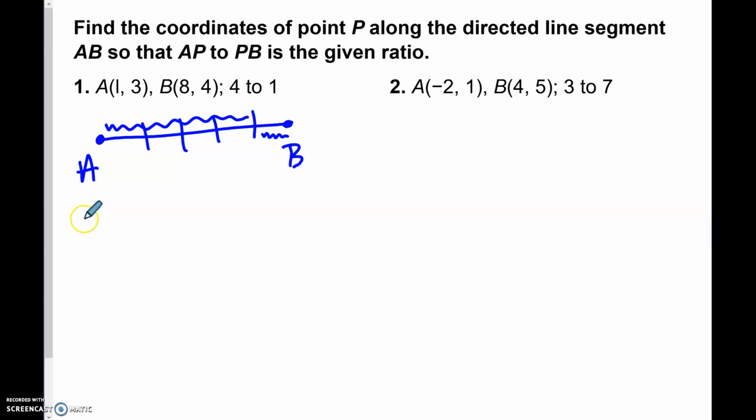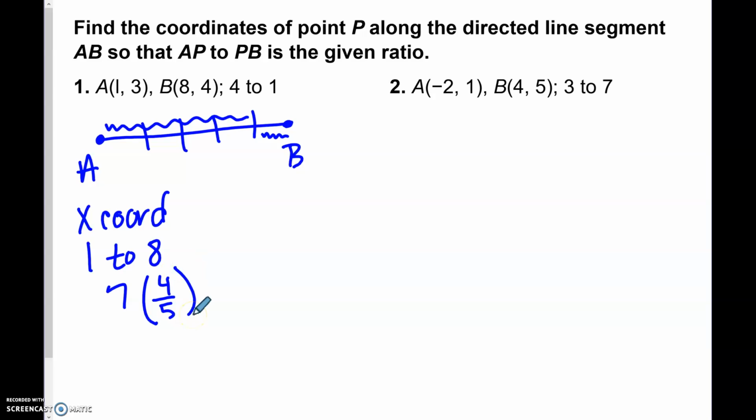Okay, so this time when we're doing the x coordinates, I'm starting at 1 and going to 8. So that's 7. And this time I'm going 4 parts out of a total 5. So 7 times 4/5 comes out to be 5.6.